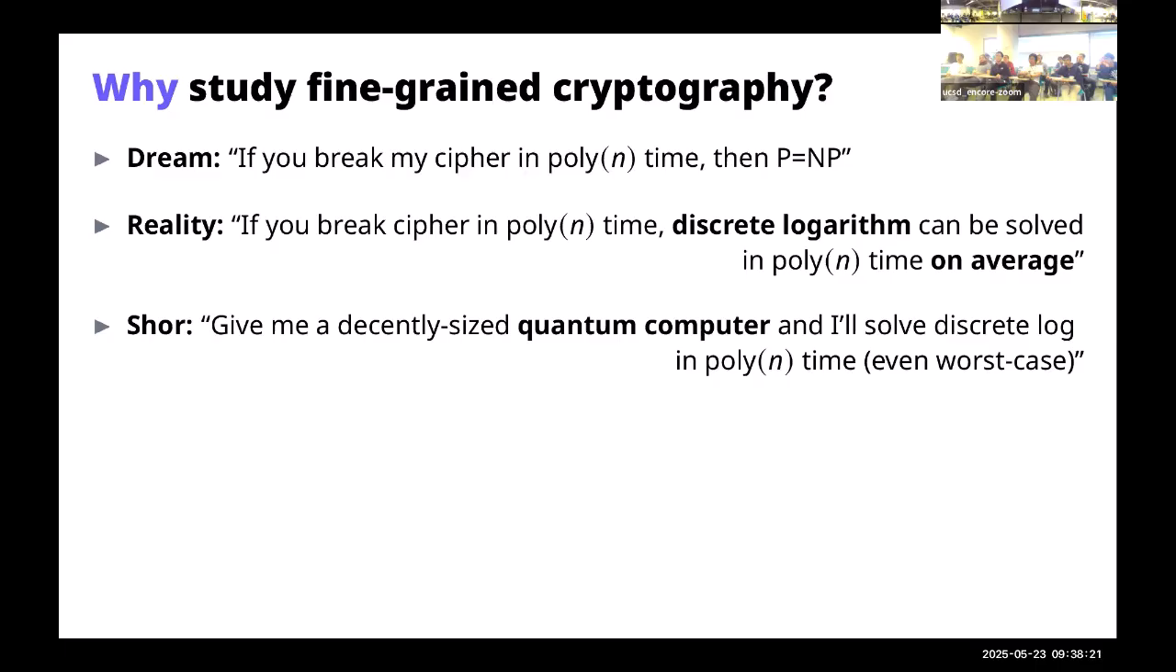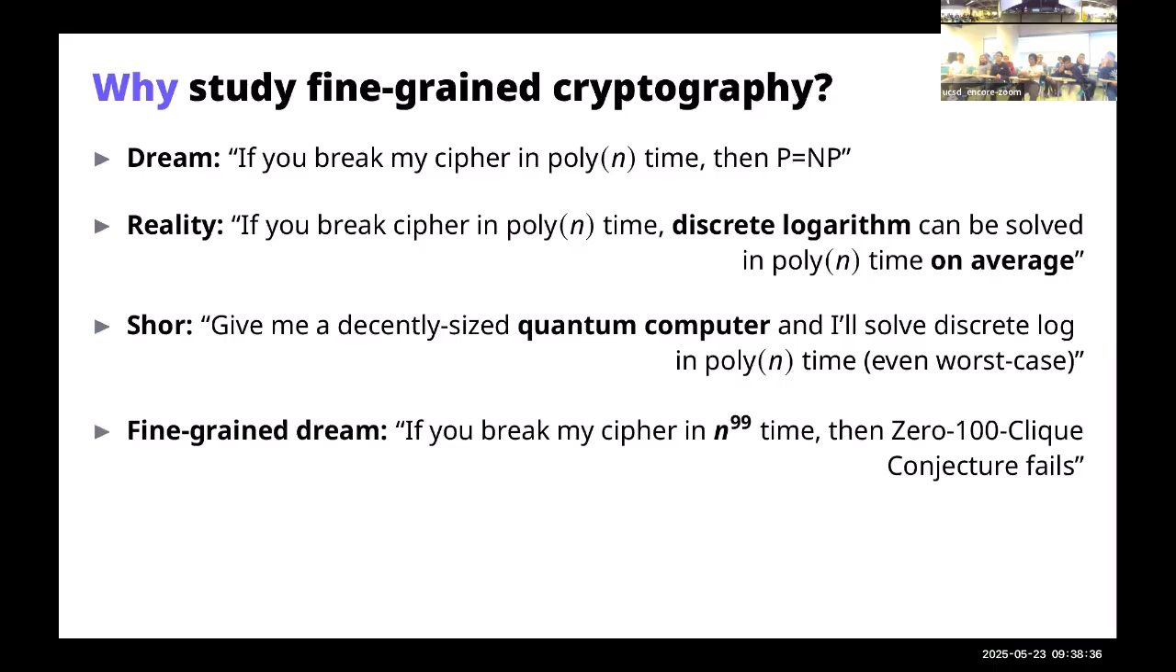But we may want to think, okay, let's base our cryptography on fine-grained complexity assumptions. These are easier problems than NP-complete problems, so maybe we can use this richer structure to build some crypto. So ideally, I would like to have something like this. I give you a crypto system such that if you can break it faster than, let's say, n to the 100 times, this means that the zero-k-clique conjecture fails. The algorithm to break the cipher gives you an algorithm to find these cliques.